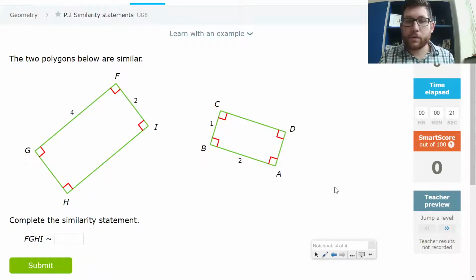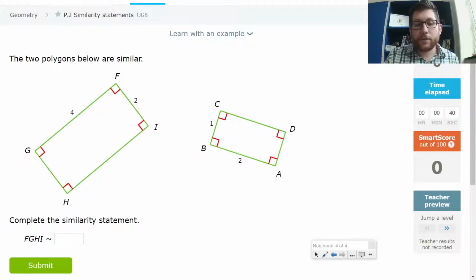All right, guys, in this video, we're going to take a look at IXL P.2 similarity statements. Now, again, this should not be a difficult IXL because it's very similar to something that we've had with congruent triangles and congruent shapes. But let's just kind of talk our way through it. What they want us to do is to complete the similarity statement.